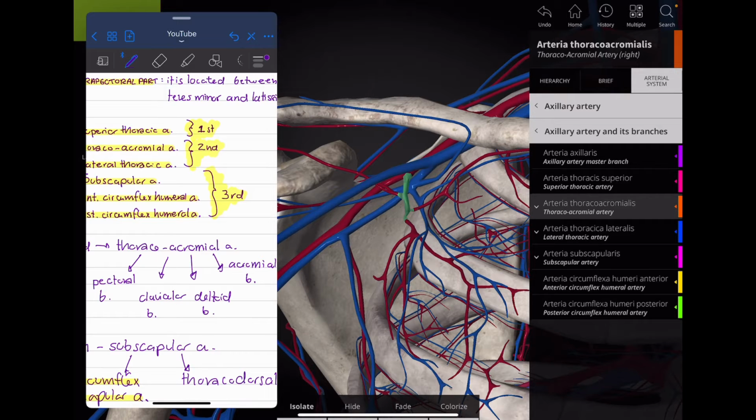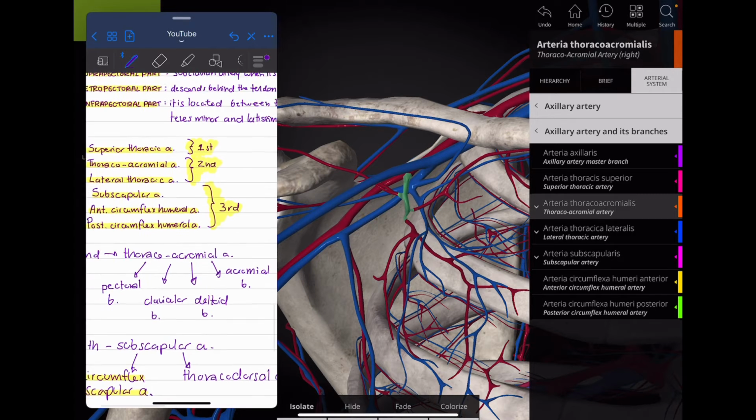The clavicular branch, which supplies the clavicle. The deltoid branch, which will be supplying the deltoid muscle. And the acromial branch, which will be supplying the acromion.